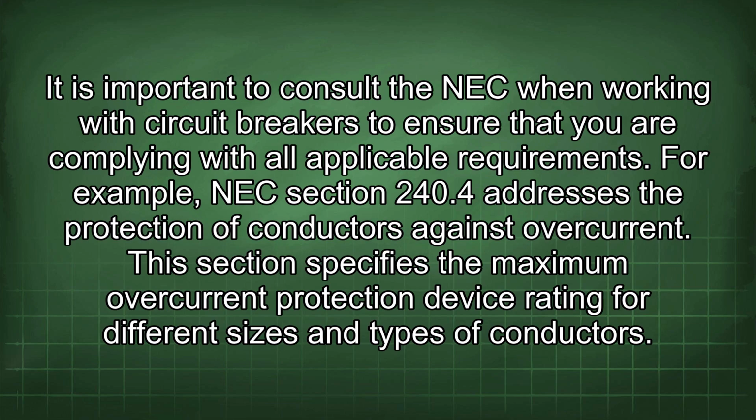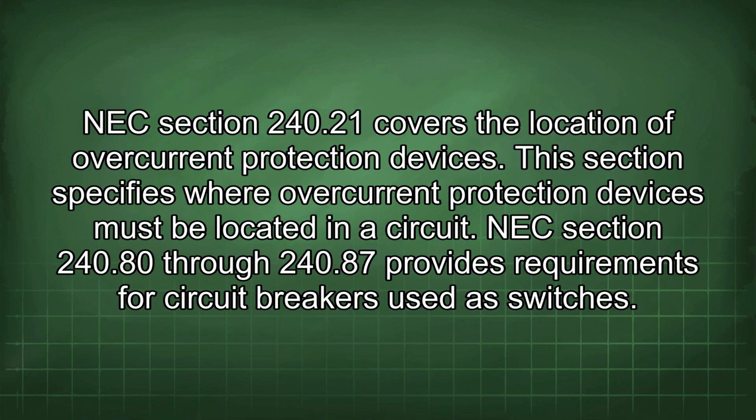For example, NEC Section 240.4 addresses the protection of conductors against overcurrent. This section specifies the maximum overcurrent protection device rating for different sizes and types of conductors. NEC Section 240.21 covers the location of overcurrent protection devices. This section specifies where overcurrent protection devices must be located in a circuit.